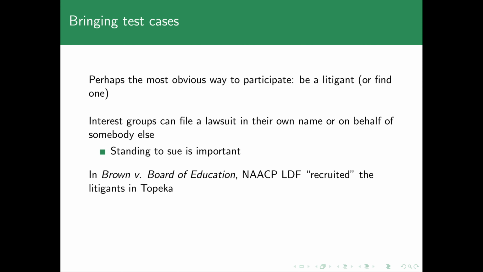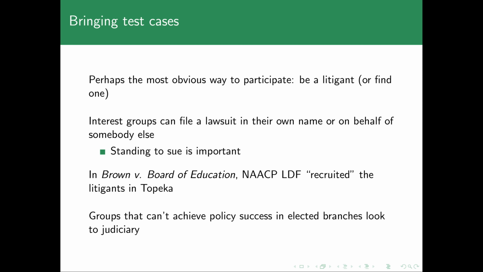One famous example is in 1954's Brown v. the Board of Education. The NAACP's Legal Defense Fund recruited the litigants in Topeka. So it wasn't just Brown. There were some other people, and there were other litigants around the country. And the NAACP recruited these folks because they were good candidates to bring this suit. So the NAACP itself wasn't able to bring a lawsuit. They weren't affected by school segregation. They were adults. So they recruited people who were affected by it. This is the most obvious instance of when groups are unable to achieve policy success through the traditional means, that is, through the elected branches. They go to the judiciary.